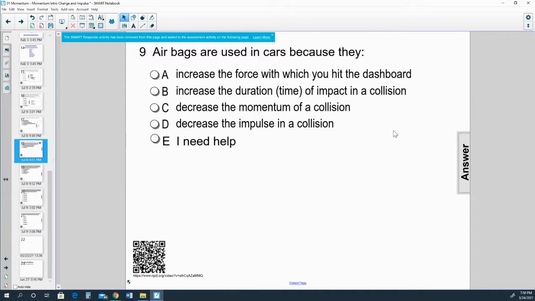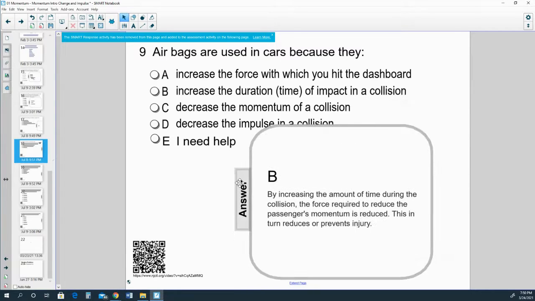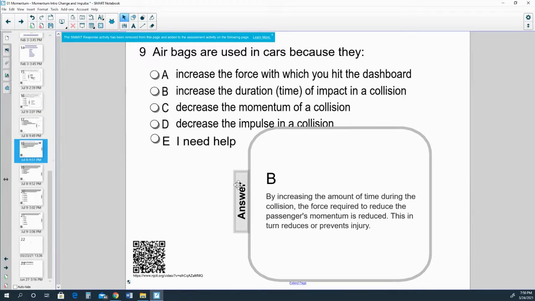Airbags are used in cars because they increase the duration or time of impact in a collision. So by increasing the amount of time during the collision, the force required to reduce the passenger's momentum is reduced. This in turn can reduce or prevent injury since now you won't have as high of a force acting on you.